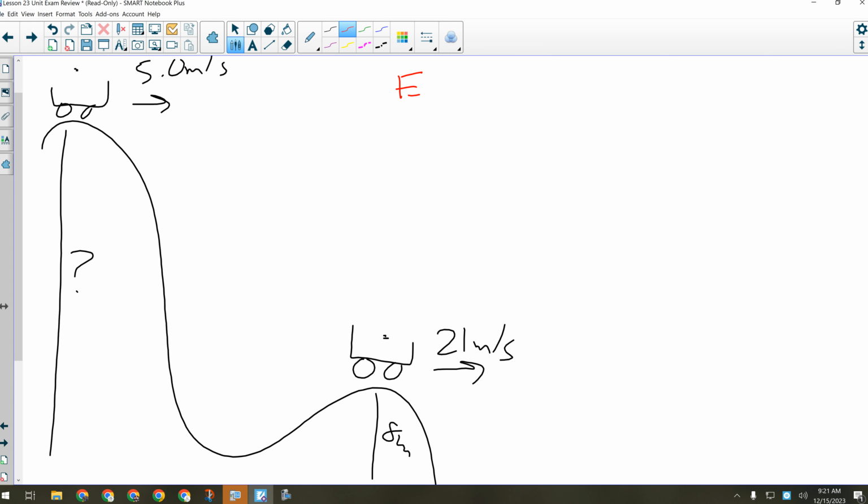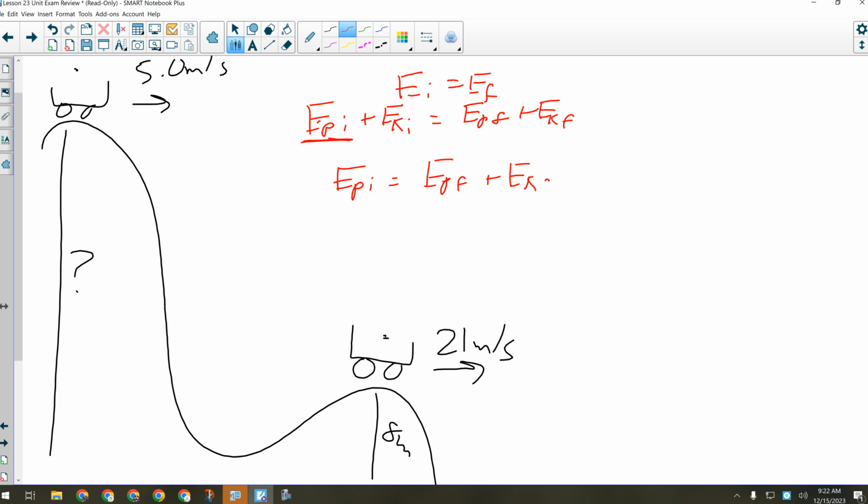So, conservation of energy question. Initial energy equals final energy. Mechanical energy is potential plus kinetic. Are any of those zero? No. We're looking for H initial, so I'm going to subtract EK over to the other side. I did 8 meters per second instead of 5 meters per second. Minus EP.